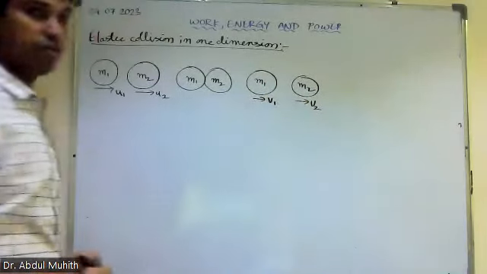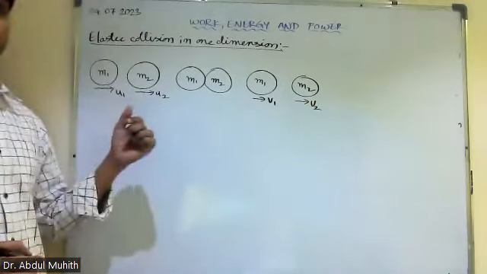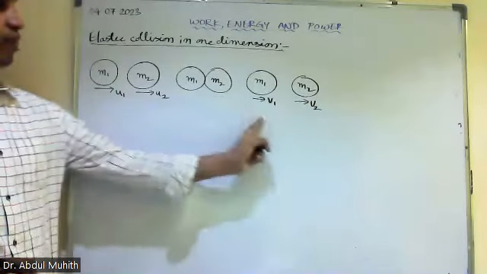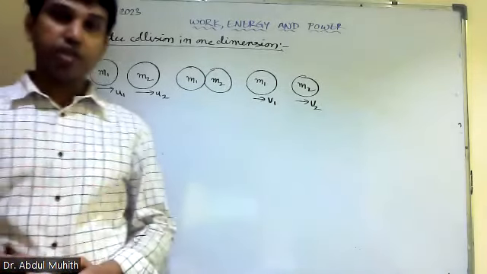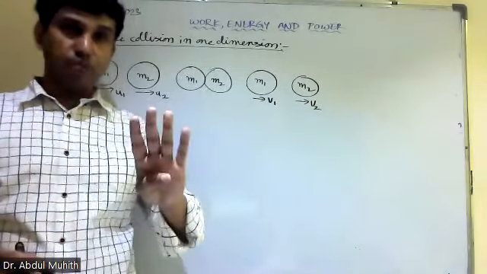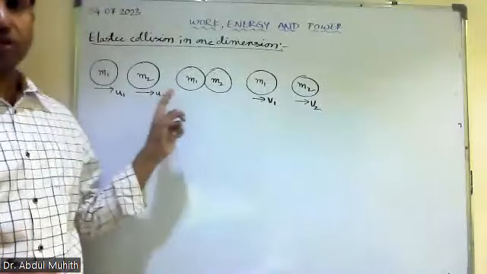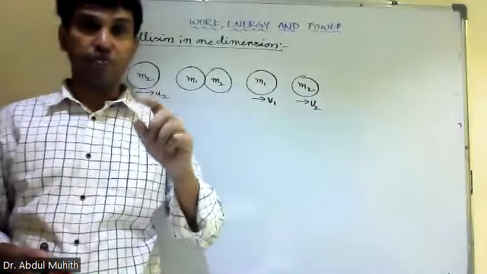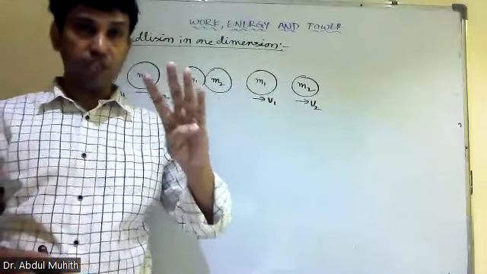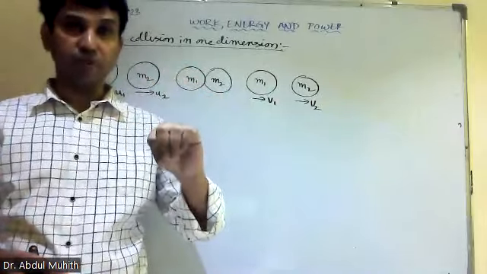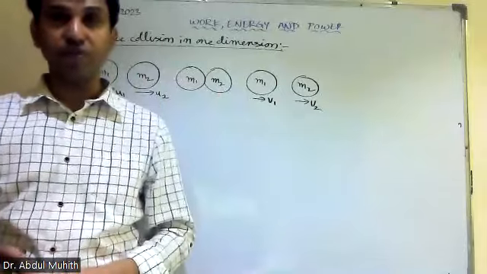Now, how many variables are there? Total 6 variables: 1, 2, 3, 4, 5, 6. In the problem, they will give 4 variables, only M1, M2, U1, U2. They will ask you to calculate V1, V2. For that, we are doing the derivation now.